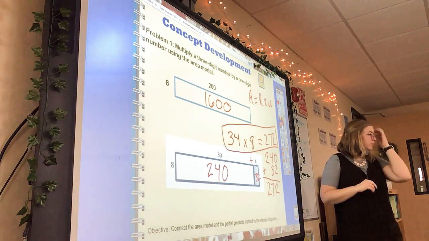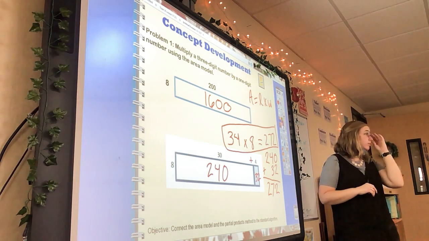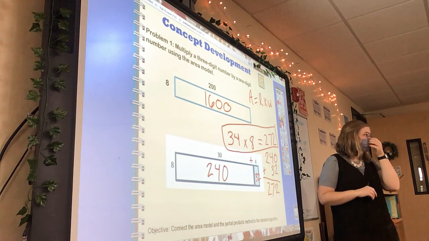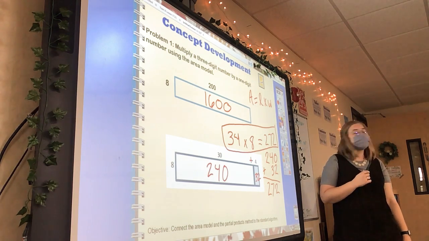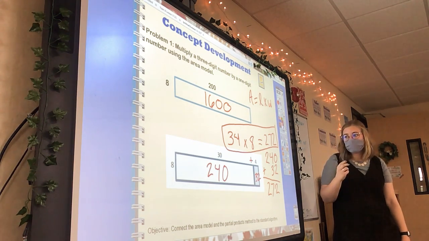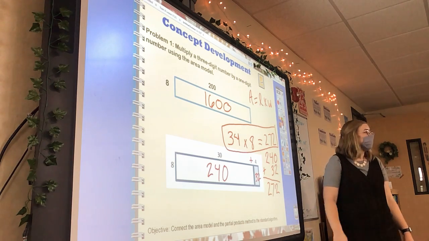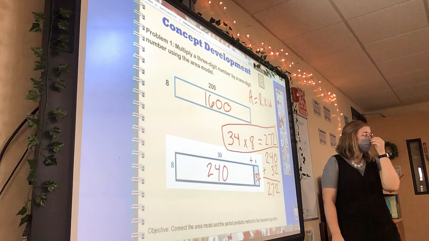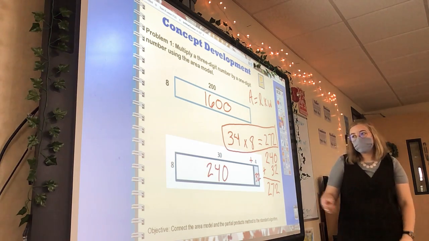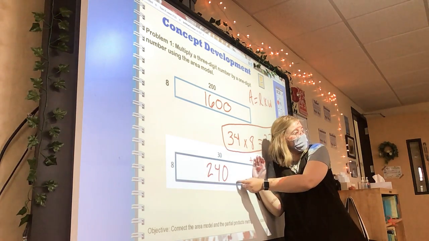So why would it be 34? Oh, sorry, his head moved. I couldn't see the little box. This one over here? 4. Okay. I started getting confused because I didn't know where I got the 240 from. Yeah, so 240 is 8 times 30.